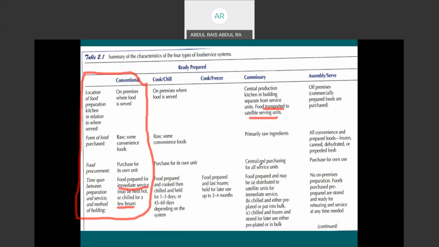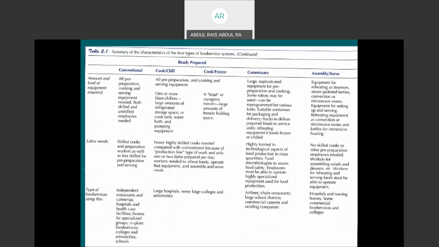Food procurement, what does it say here? Centralized purchase for all service units. Food is prepared and may be distributed to satellite units for immediate service or slightly later service. Okay, it can be chilled, either pre-plated or put into bulk, chilled, frozen and stored for later. What else does it say?